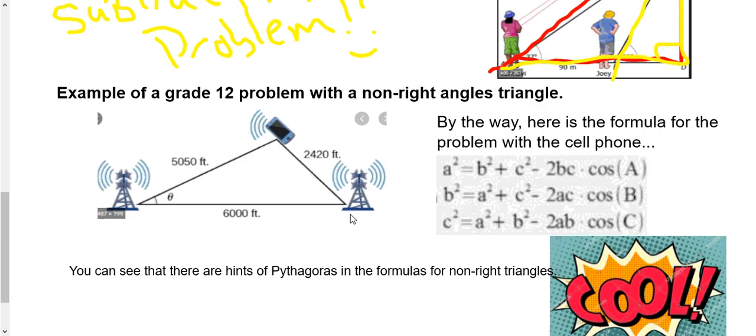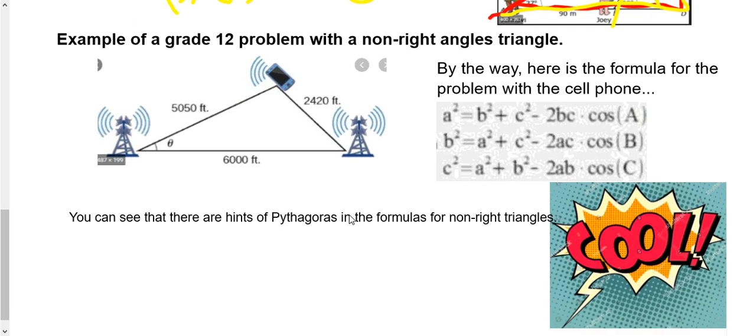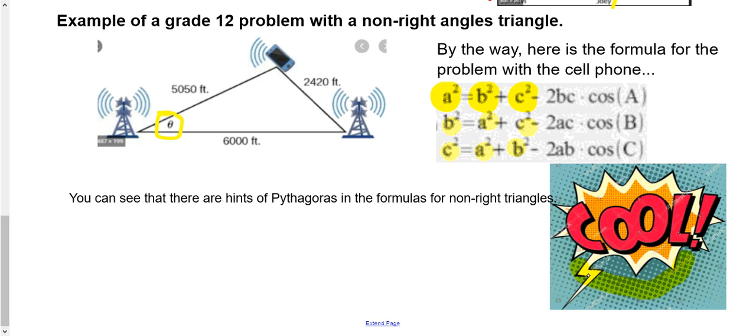Okay? Now here's an example of a grade 12 problem with a non-right angle triangle. So for example, we got a couple of cell phone towers. Somebody might want to know what angle is that at. Somebody might want to know a distance. It's all good. And if you look here, you can see we got the a squared, b squared, c squared, d squared, c squared, a squared. You can see that there are hints of Pythagoras in the formulas for non-right angle triangles. It's okay. It's all cool.